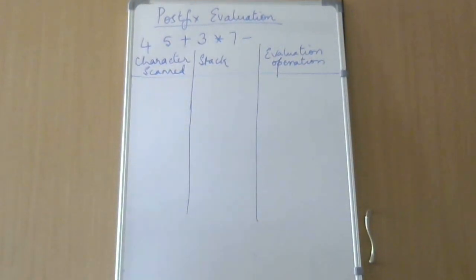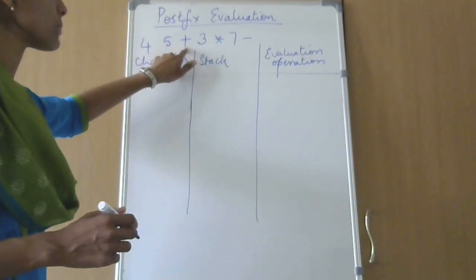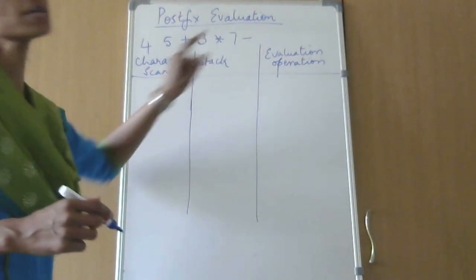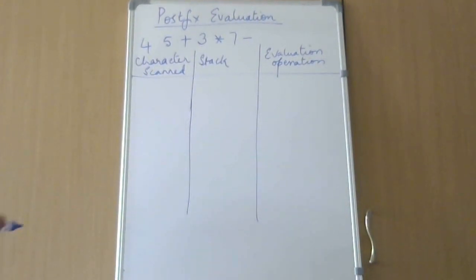Last video we have seen a couple of examples for doing a postfix evaluation. I think we have seen one or two examples. Let me take up one more small example so that your understanding becomes better. So I have taken this postfix expression: 4, 5, plus, 3, star, 7, minus. This is a postfix expression. We have to evaluate it now.